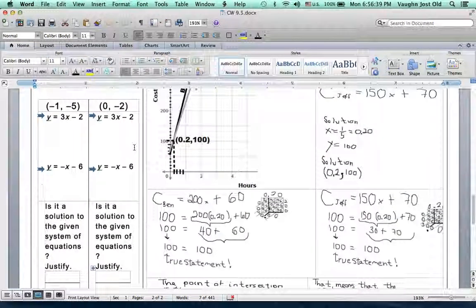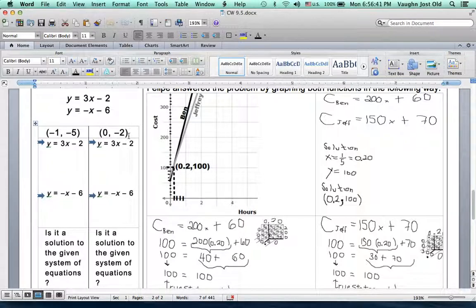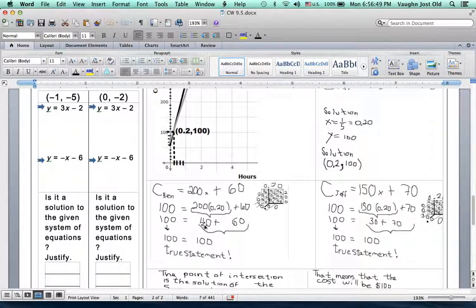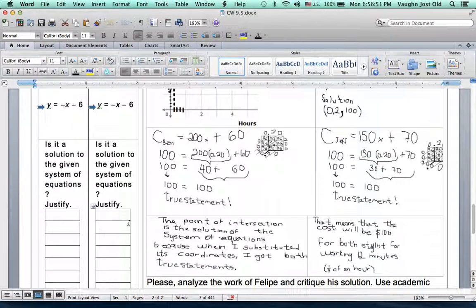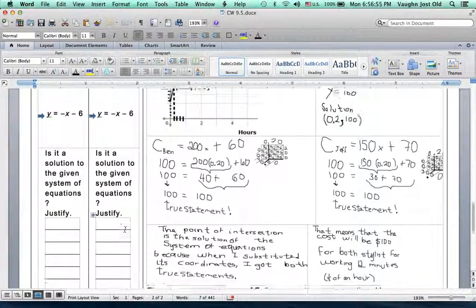And then we'll do the same thing with these coordinates here. Are these coordinates, do they represent a solution to these two systems? So we'll plug those in and try those as well. So I'll give you a moment. Again, pause the video and go ahead and work on that.